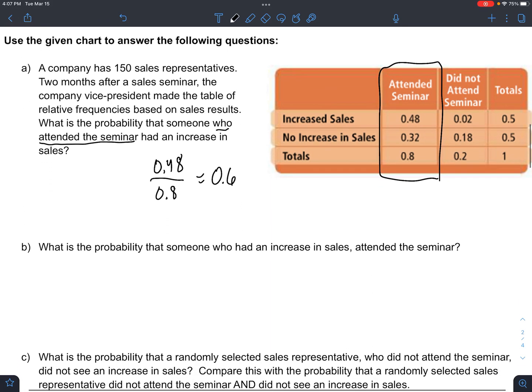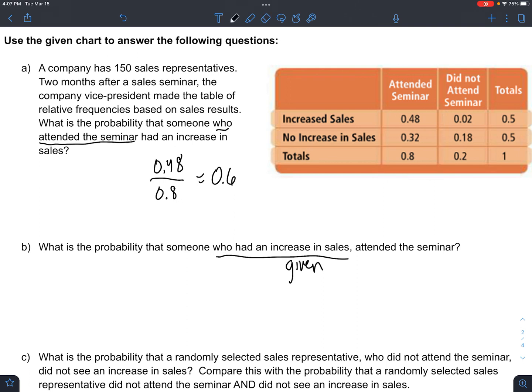Okay? So we're looking for what's given. What is the underlying piece of information that we already know? The probability that someone who had an increase in sales attended the seminar. This is the underlying piece of information. This is the given. So now instead, we're going to look at those who had an increase in sales and look at them alone. And we're interested in how many attended the seminar.